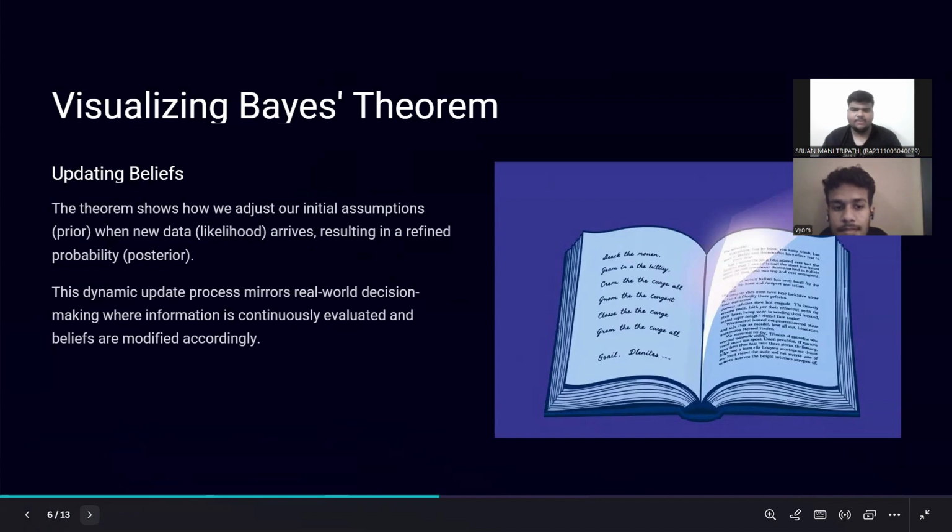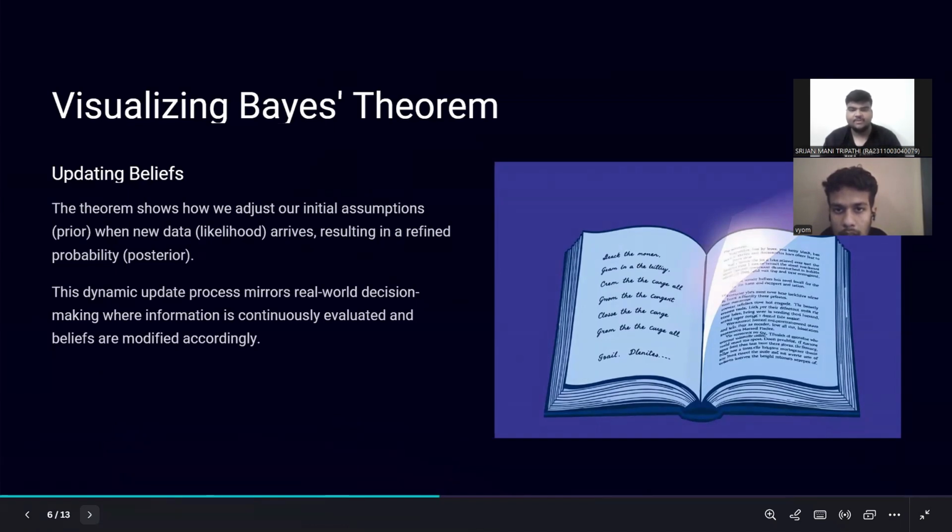Out of 10,000 people, 100 people actually have the disease. That is 1%. The test correctly identifies 99 of them. But among 9,900 healthy people, 5% of people, which is 495, will get a false positive. So in total, 594 people will test positive, but only 99 truly have the disease. So the actual probability of having the disease even with a positive test is 99 out of 594.